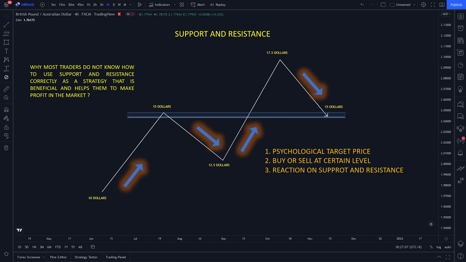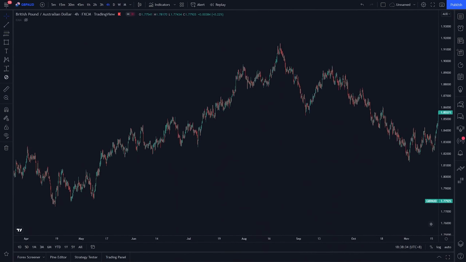After I explained the principle behind support and resistance, we will move on to the actual scenario. First of all, how can we use support and resistance to profit in the market? We will discuss how to make a pullback trading strategy with support and resistance.